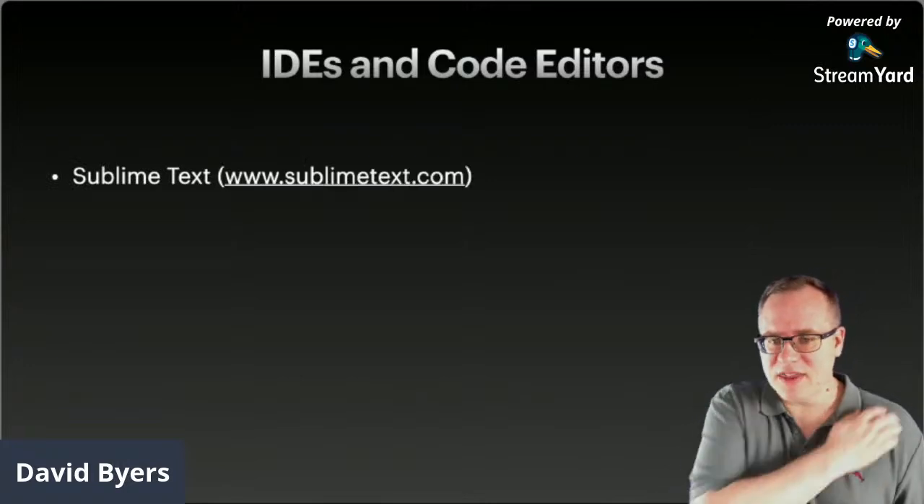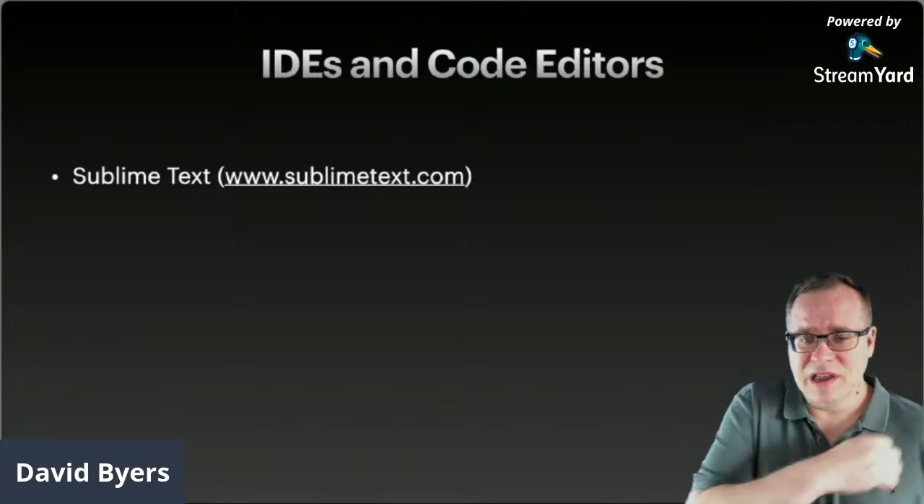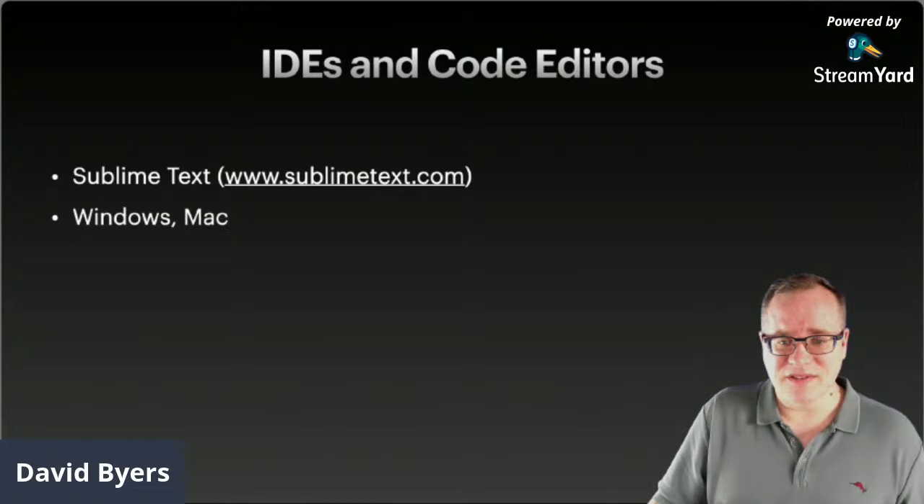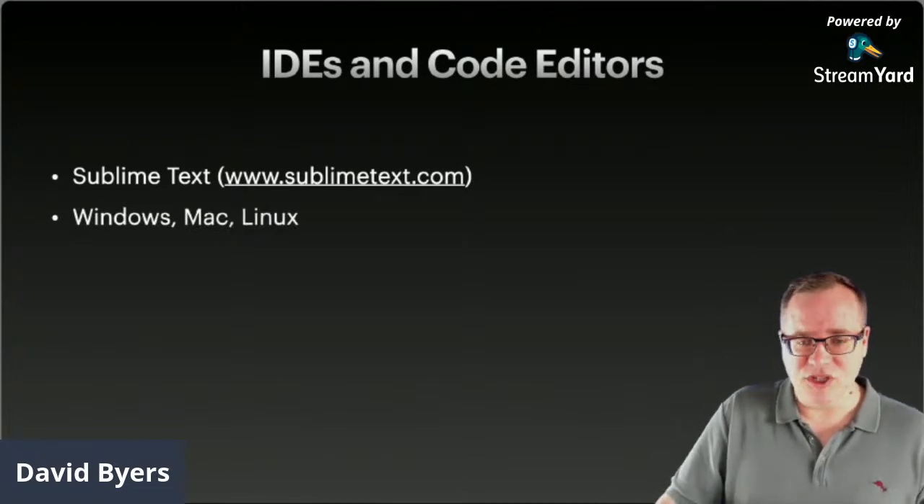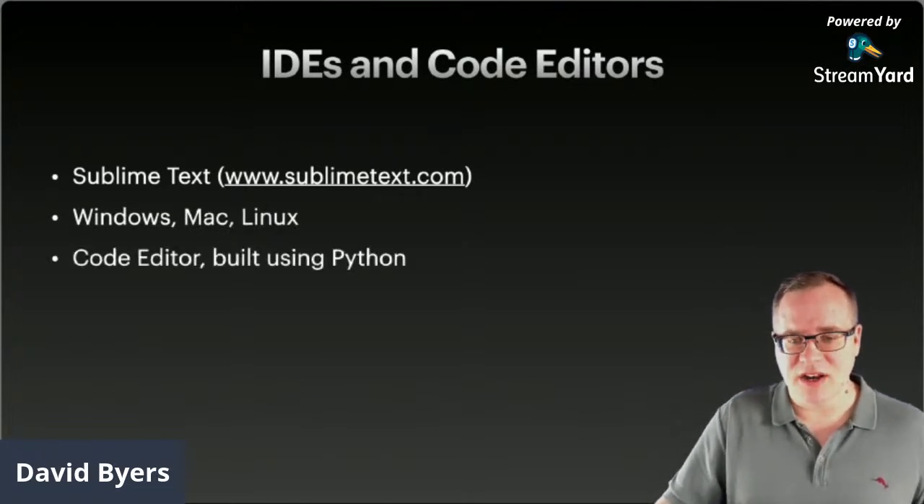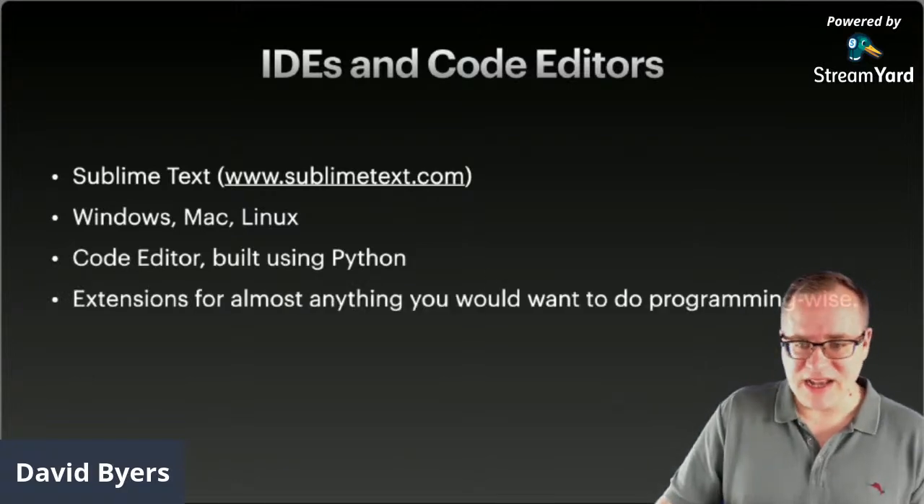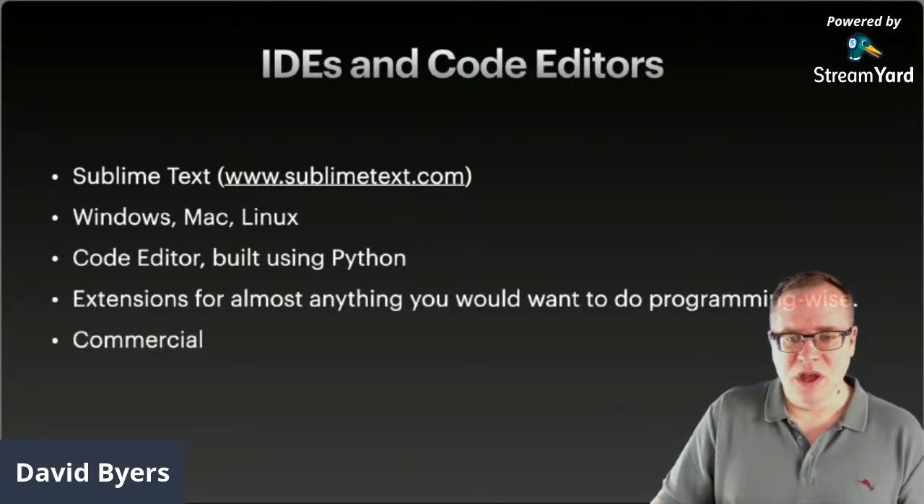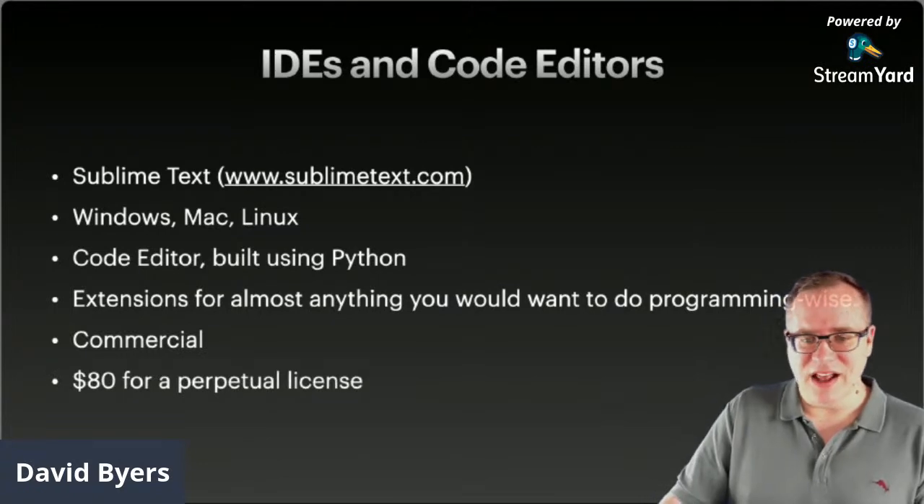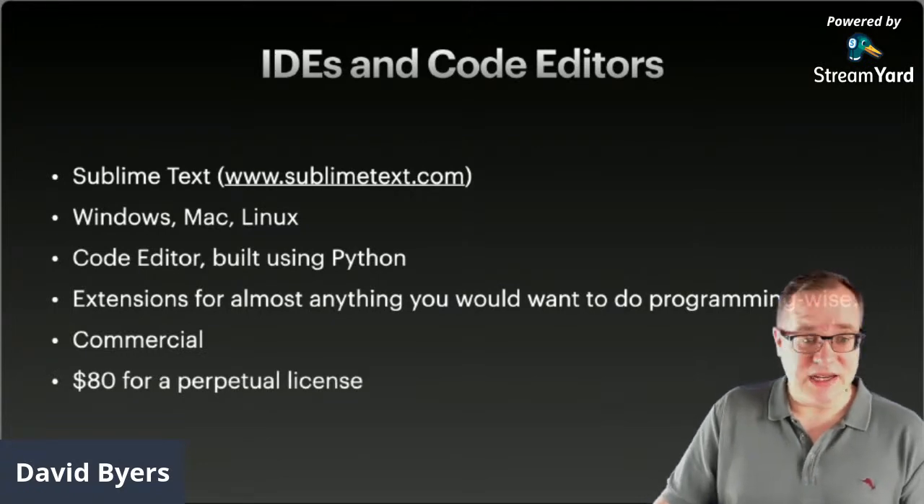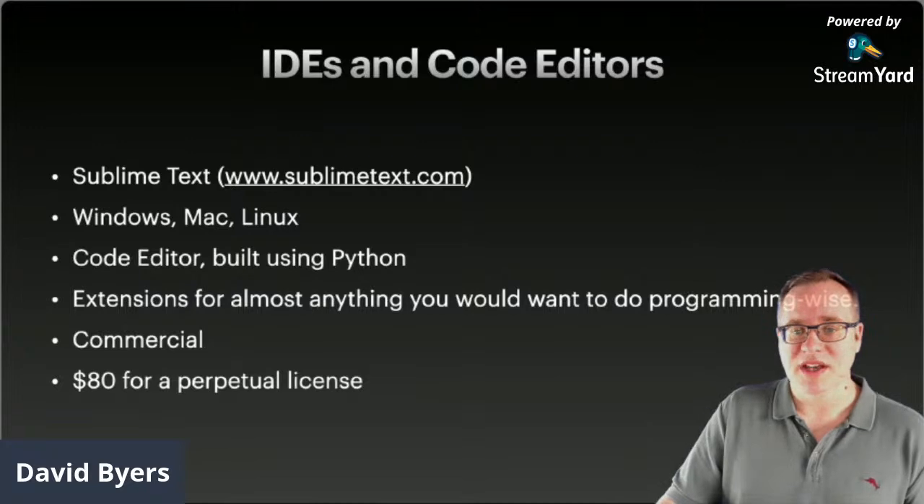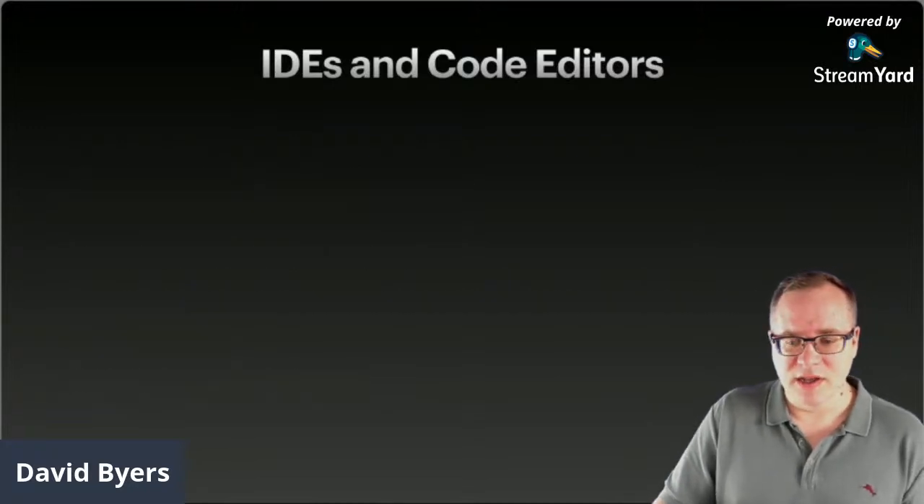The next editor out there, and these are all a matter of preference, is Sublime Text. Has very good ColdFusion support, runs on Windows, Mac, and Linux. It's a code editor built using Python. Again, has extensions for almost anything you'd want to do. It's a commercial product, $80 for a perpetual license, and a damn good code editor. You know, before I switched to VS Code, I used Sublime Text for years.